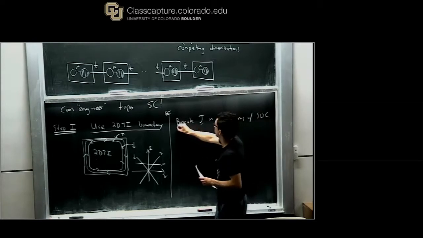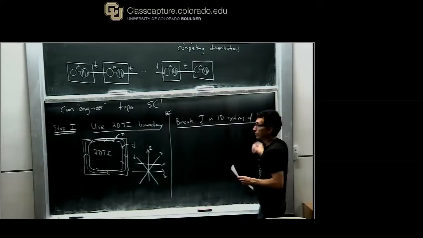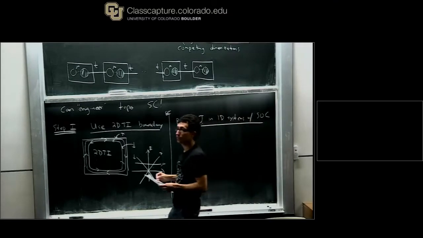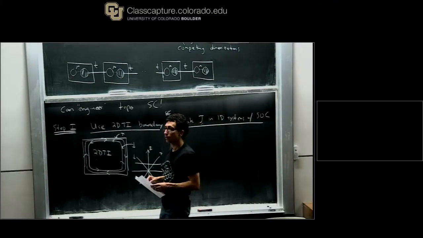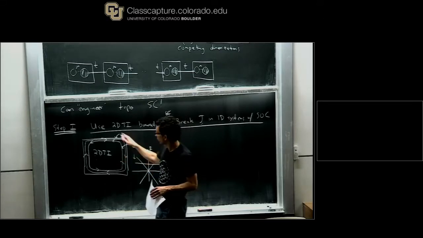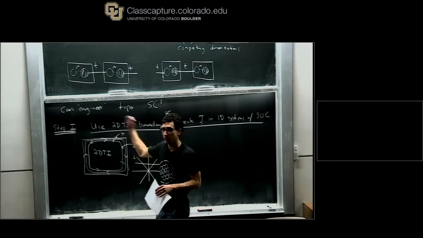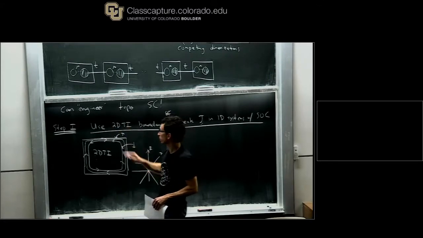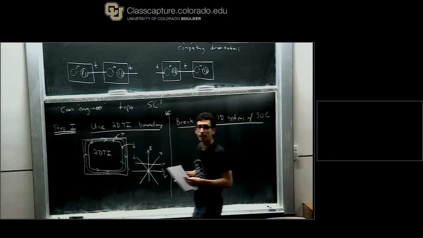The question: the boundary is gapless. Yeah, the boundary is gapless. How is it a superconductor if it's gapless? Oh, I didn't say this is a topological superconductor. It's not a topological superconductor. But I'm going to use those unusual edge states to create a topological superconductor. I'm only halfway there, so it's just step one.